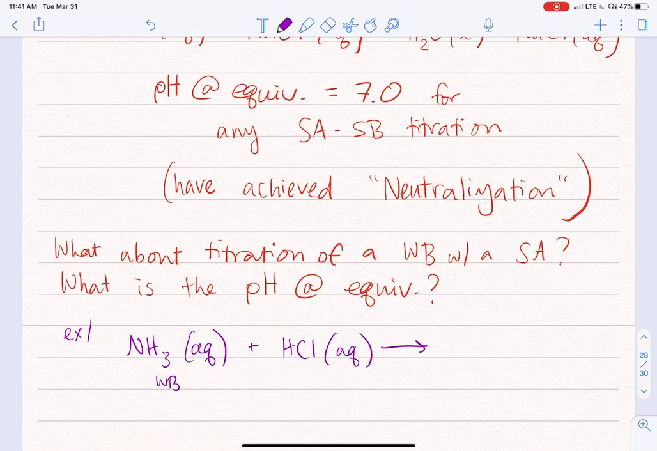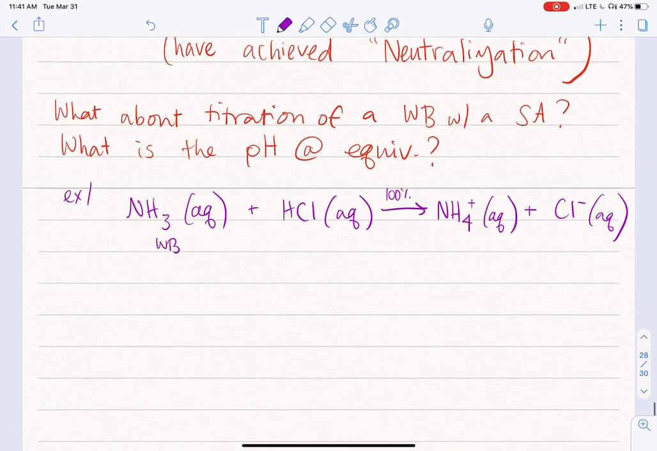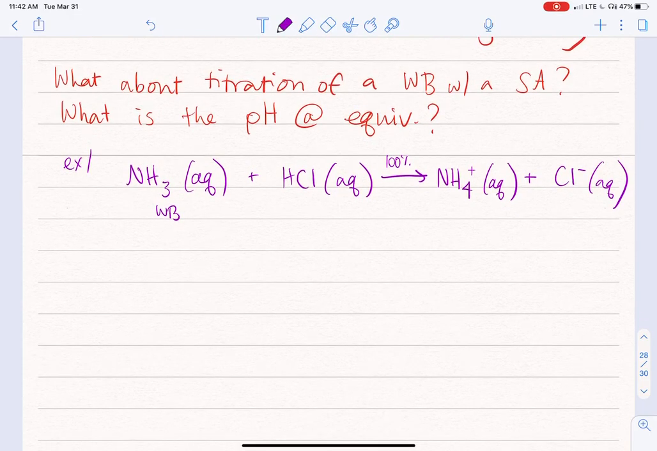Now, hydrochloric acid is a strong acid, so this goes to completion. This goes 100% in the forward direction. And that strong acid is going to donate a proton to the weak base so that I get ammonium and chloride as my two products there. So when those two reactants, ammonia and hydrochloric acid, are perfectly stoichiometrically balanced, what do we have in solution?